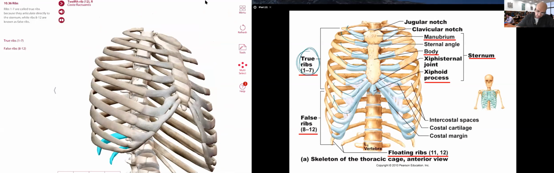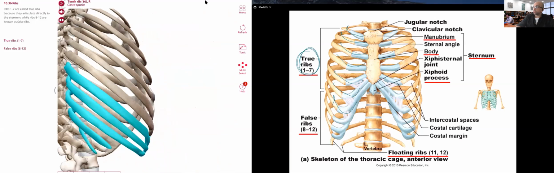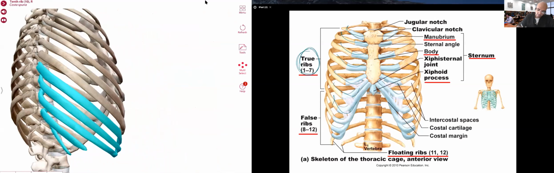So if the rib is indirectly attached to the sternum or not attached to the sternum, all of those are going to be considered false ribs. Ribs number 8, 9, 10, 11, and 12 are false ribs. A subtype of false ribs that we're going to be considering here is 11 and 12. As they are not attached at all to the sternum, we call them floating ribs.